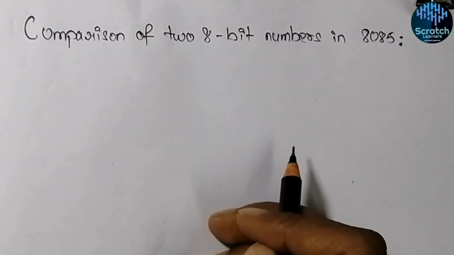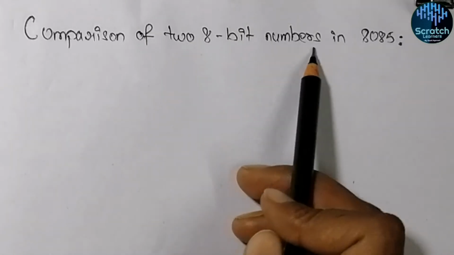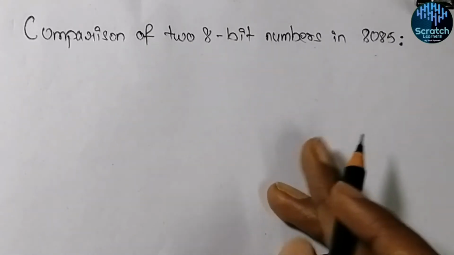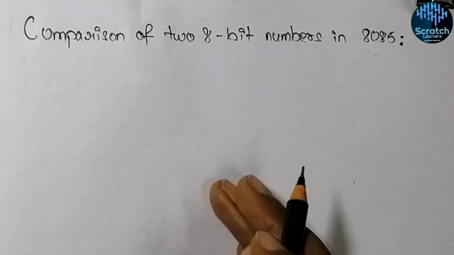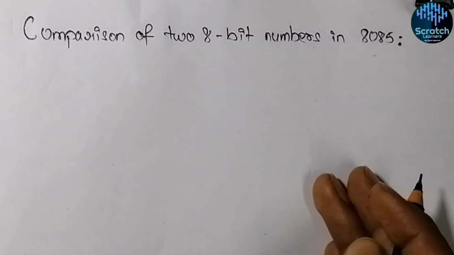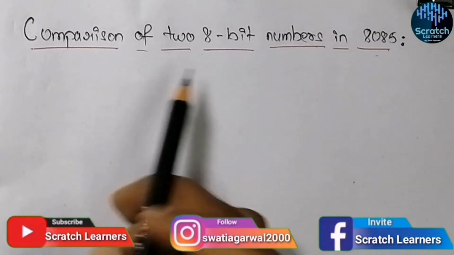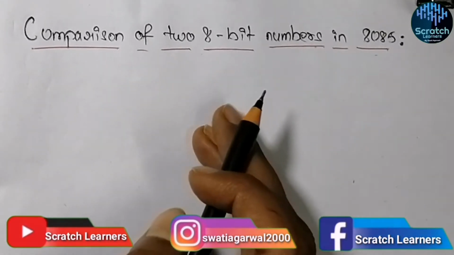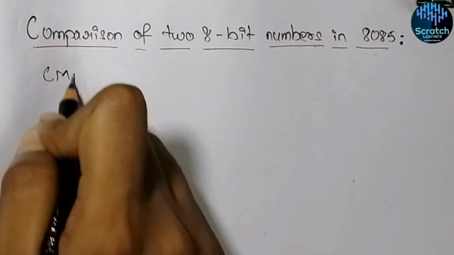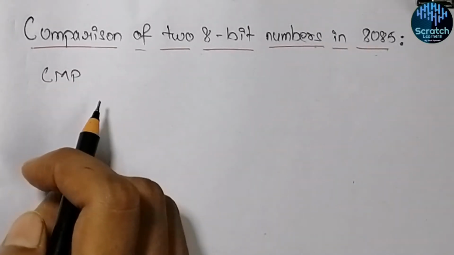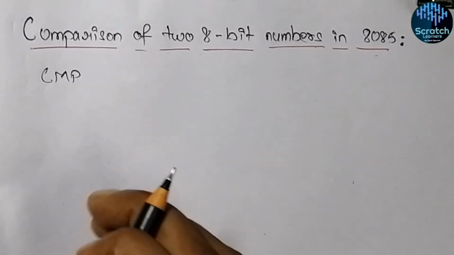Hello guys and welcome to this video in which we will see the comparison of two 8-bit numbers in 8085 microprocessor. So we will see how to find the larger or the smaller number between two numbers. In 8085 microprocessor, the comparison between two 8-bit numbers is performed by an instruction called CMP. This is the compare instruction and it will compare the content of the accumulator with a given register.